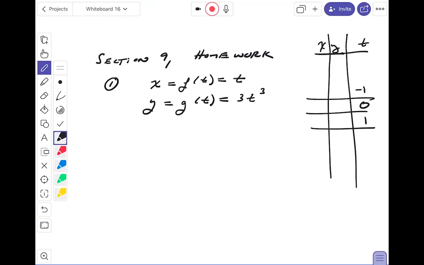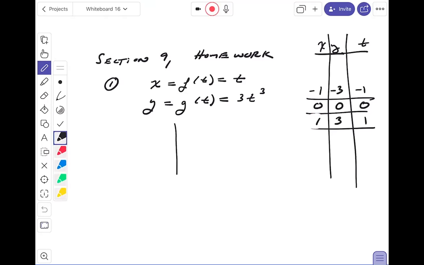So for example, if I chose 0, what would you get for y? 0. What do you get for x? 0. That was pretty simple. If you chose -1 for t, what do you get for x? You get -1. And what would you get for y? -3. Oops, I'm sorry. I jumped the gun there. Let me get my eraser out. Okay, let's keep going. And if I chose 1, what do I get? I get 1 and 3 now.